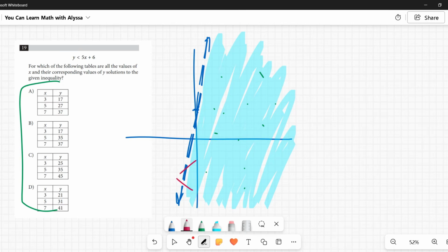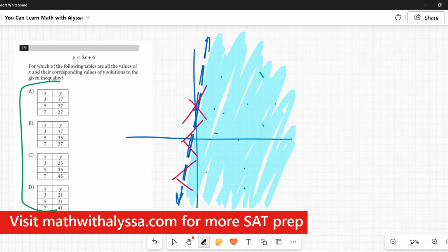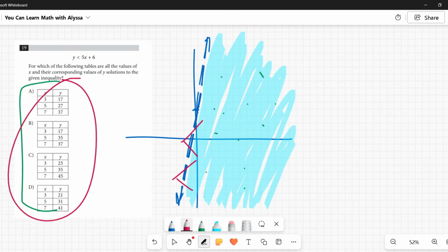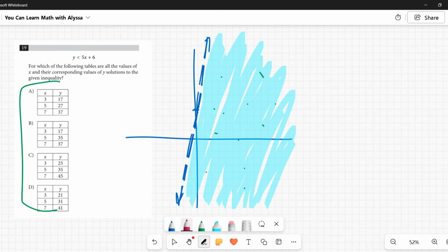They cannot be on the line because the line doesn't count. It is less than. It is not less than or equal to. If it was y is less than or equal to 5x plus 6, the line itself would also count, but it's not. So if any of these points are on the line, it would eliminate that table. That is how we would do it with graphing.